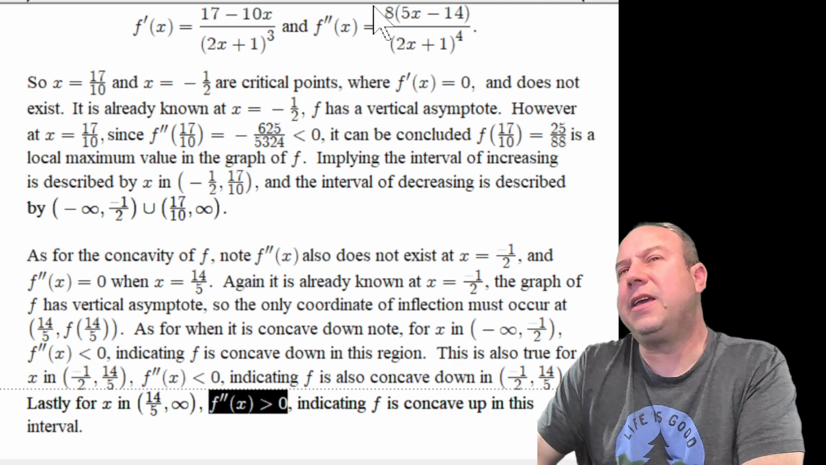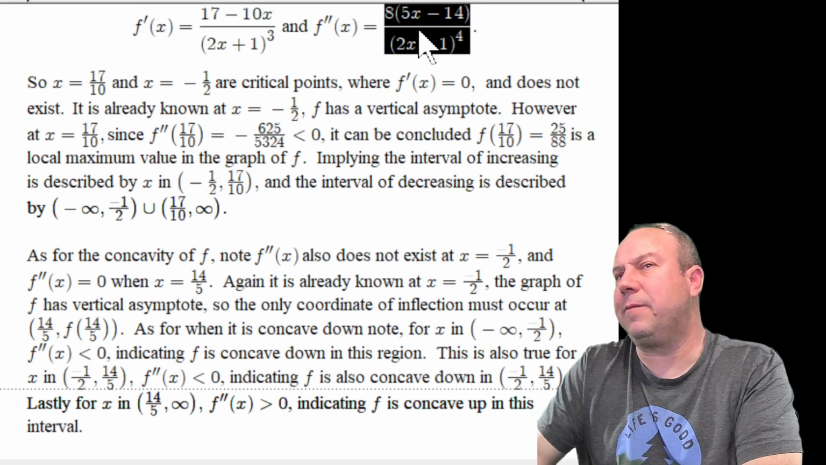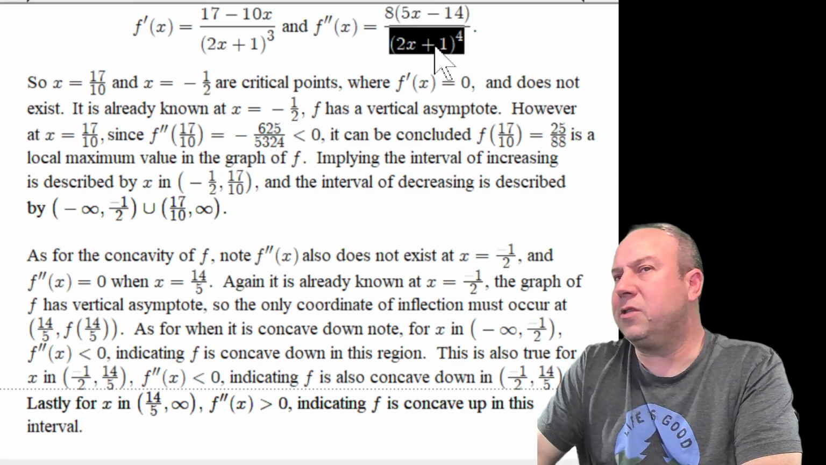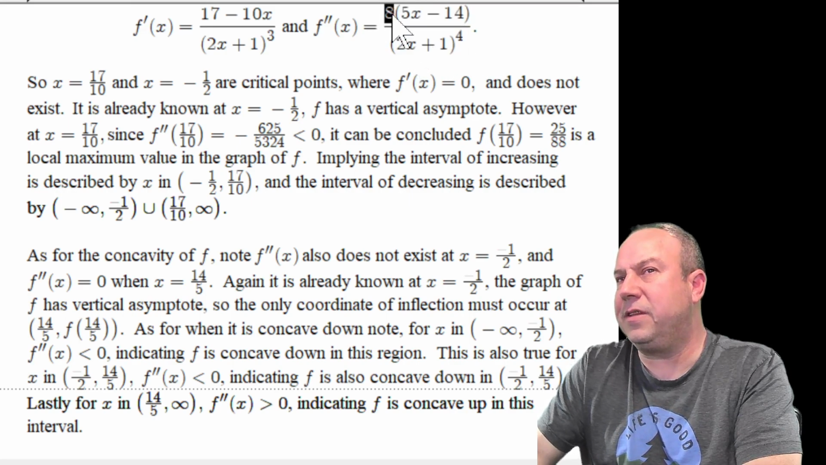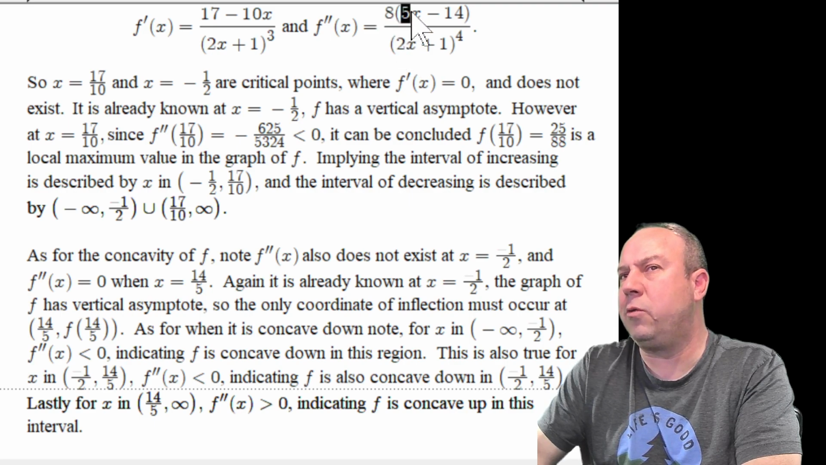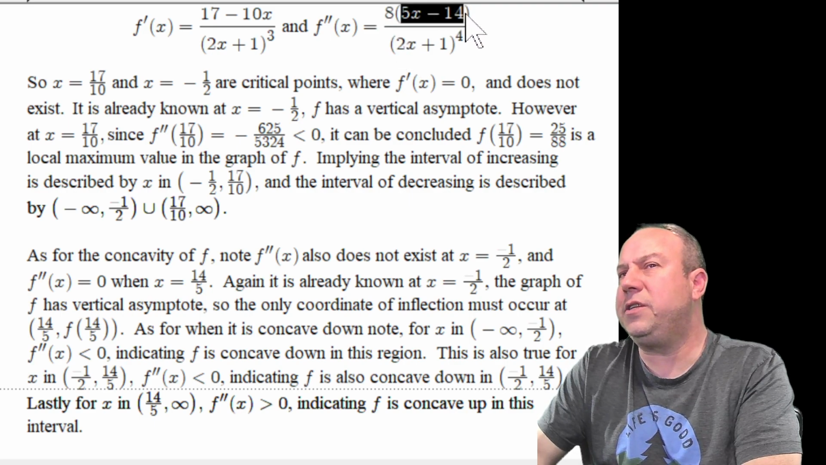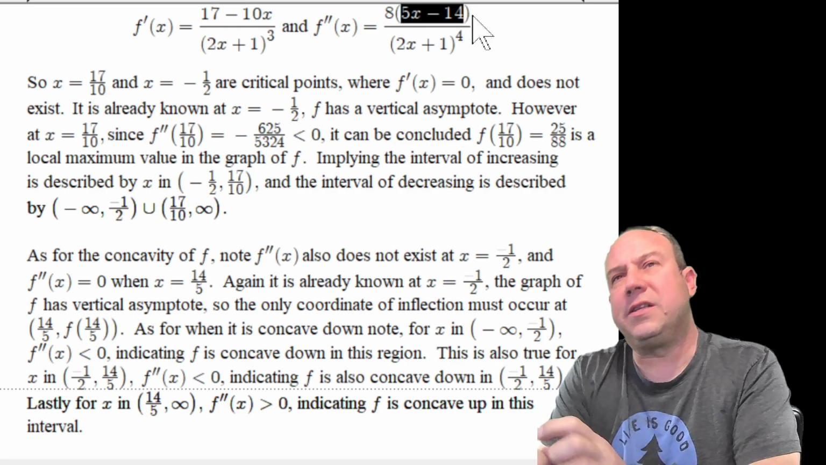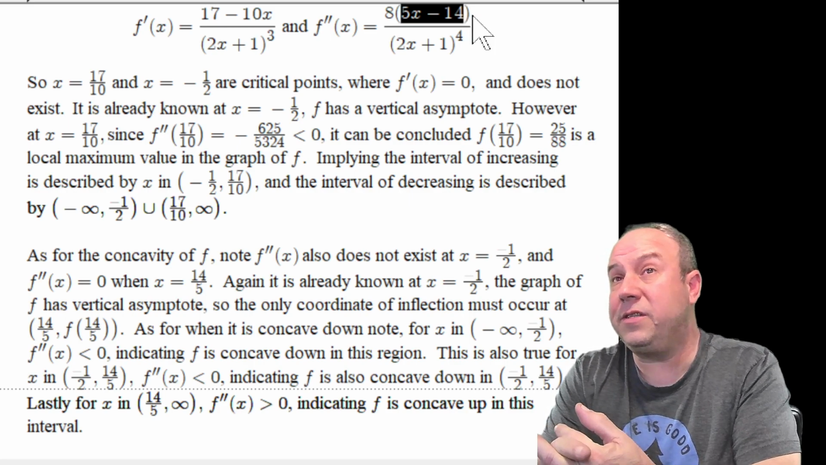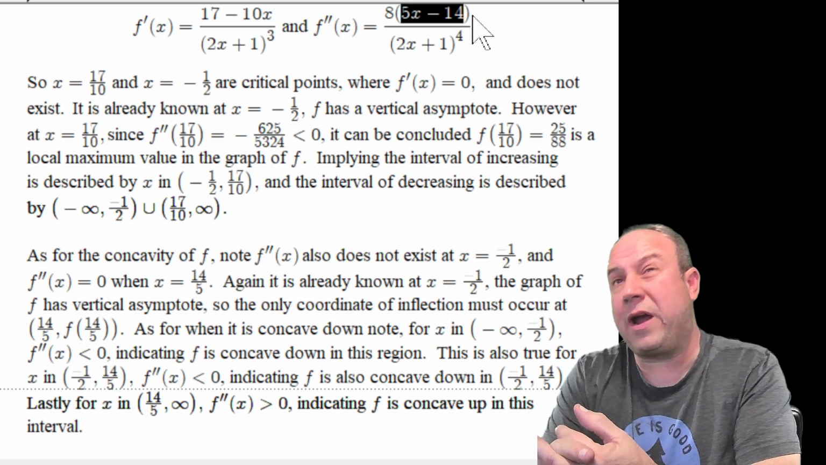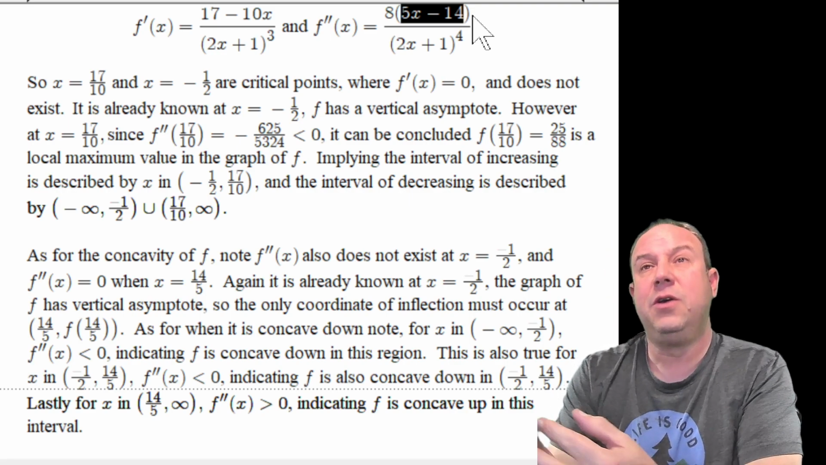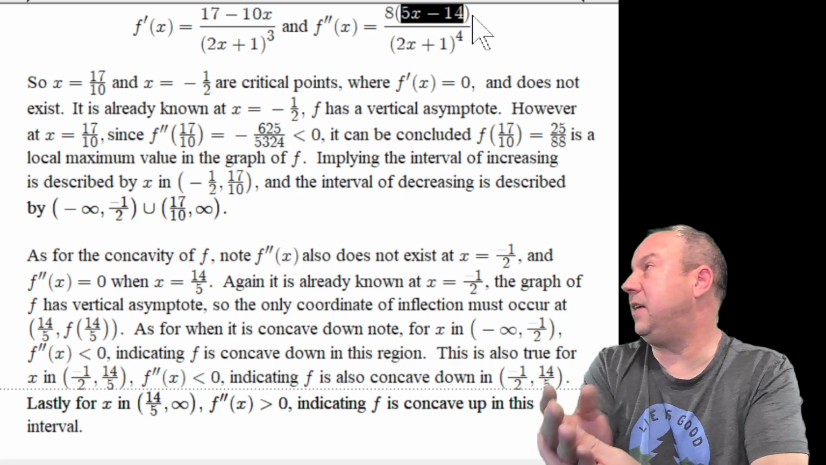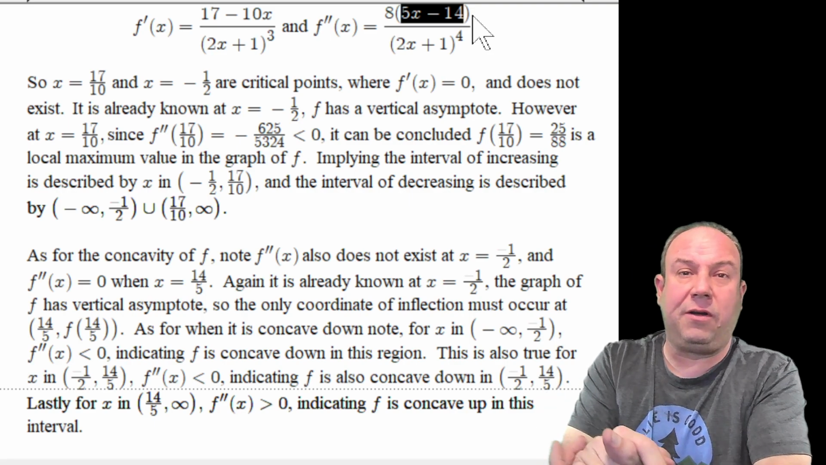All right. Again, if we do a bit of an analysis here, the denominator is always going to be positive. This first factor in the numerator will always be positive. What's going to determine the sign is 5x minus 14. When is 5x minus 14 greater than 0? Well, that's when x is greater than 14/5. We can solve that inequality and find that result.